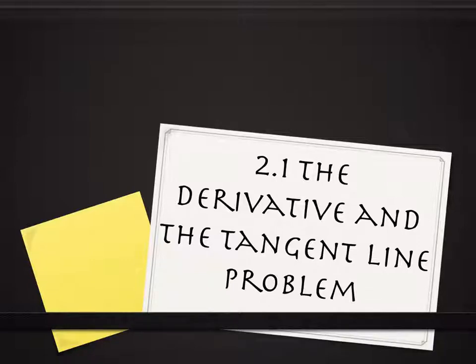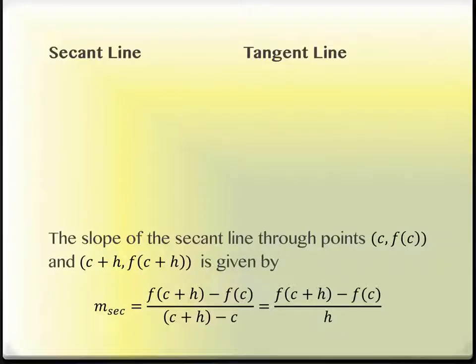So what we're going to do now is look at another component that we've briefly already talked about back in section 1.1, talking about slope. What happens when we're trying to find the slope of something that's not flat, something that's not linear? How do we deal with that? This is actually called the derivative and the tangent line problem, and it addresses that very issue.